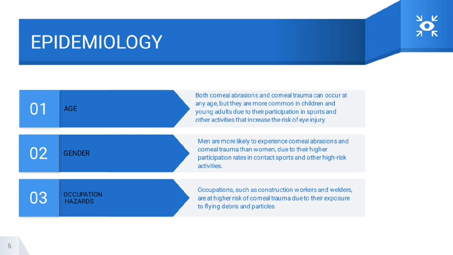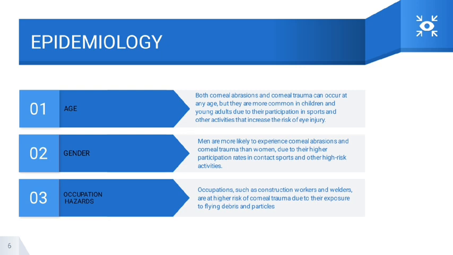Now moving on to the epidemiology. We divided epidemiology into 6 different groups: age, gender, occupational hazards, contact lens wearers, geographic location, and sports related injuries. So starting with age, both corneal abrasions and corneal trauma can occur at any age, but they are more common in children and young adults due to their participation in sports and other activities that increase the risk of eye injury.